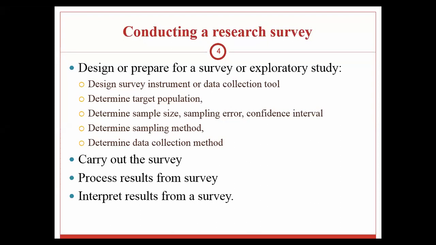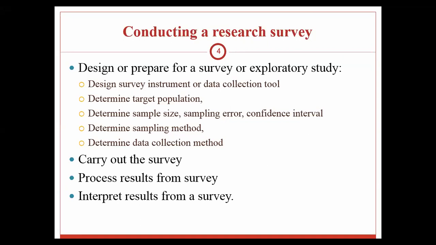You determine the error, what error will not affect the quality of your research, and we're going to look at what sampling error means. And then you determine the confidence interval. How confident do you want people to be with your results? Then you determine the sampling method. The sampling method being, how are you going to collect this data from people? And you determine your data collection method.